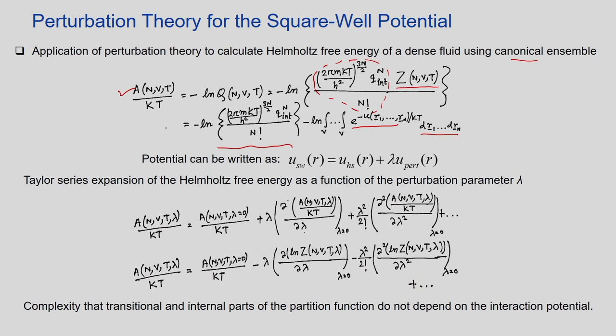I can also write this square well potential in the case of dense fluids as a sum of the hard sphere fluid plus lambda times the perturbation potential. Again, I do the same manner. I will do a Taylor series expansion of the Helmholtz free function as a function of perturbation parameter lambda. So the Helmholtz free function at any value of lambda is equal to the value at lambda equal to 0 plus lambda times the first derivative plus lambda square by 2 factorial times the second derivative. Or I can write down the Helmholtz free function at lambda equal to 0 minus, because of this constant term, this minus comes in both the second and third expressions, okay? Because the internal part does not depend on the interaction potential, it can be taken outside.